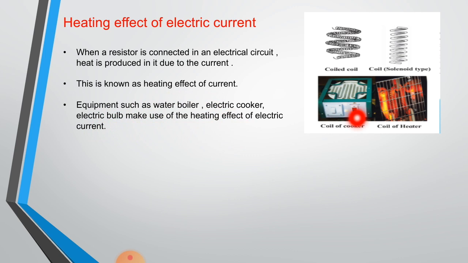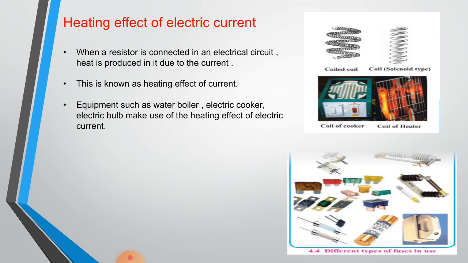These are some types of coils which are used in different kinds of instruments. A coil made up of an alloy nichrome is used in electric heaters and cookers as a resistor, while a tungsten wire is used in an electric bulb.